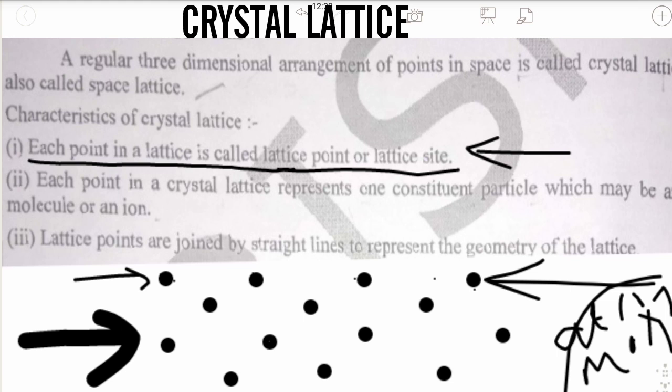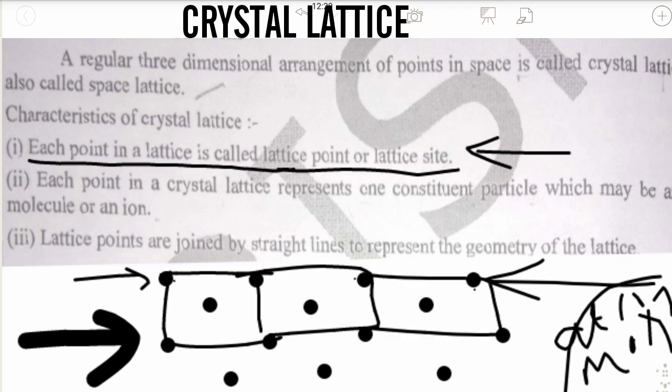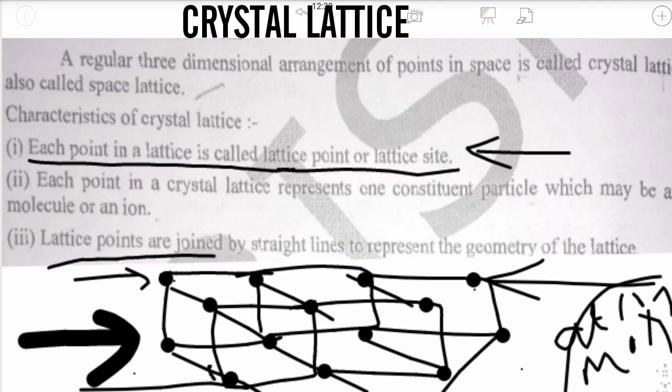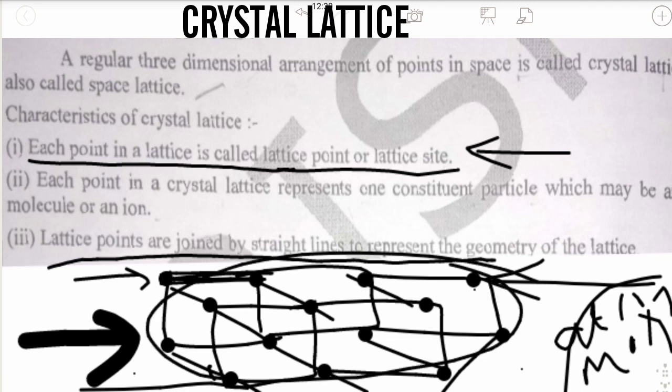These points must be joined, then we will get the structure of a crystal lattice. Join these points and you will get the structure of a crystal lattice. Lattice points are joined by straight lines to represent the geometry of the lattice.